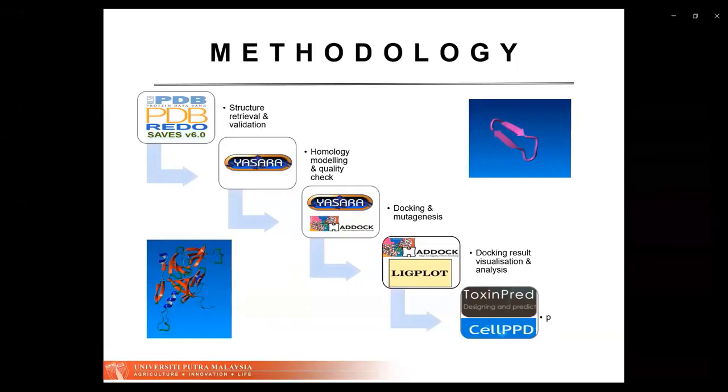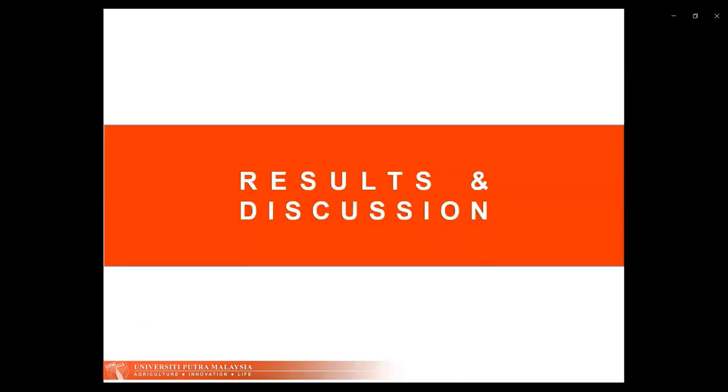After that, different variants or mutants of the cyclic peptides generated in silico were docked with dengue virus serotype 2 NS2B-NS3 using HADDOCK, giving results that were visualized and analyzed using HADDOCK and DIMPLOT. Finally, ToxinPred and CellPPD were used to predict the toxicities and cell permeability of the cyclic peptides. Now I will present the results and discussion.